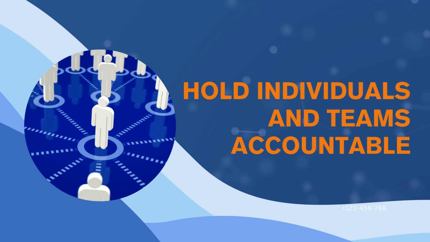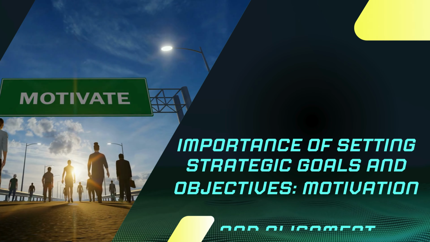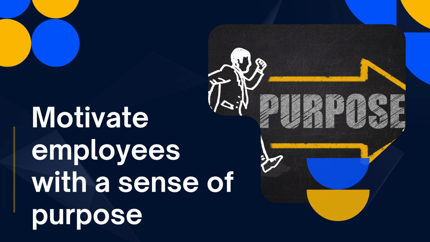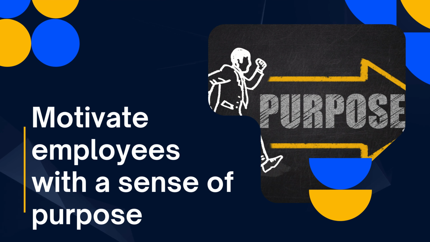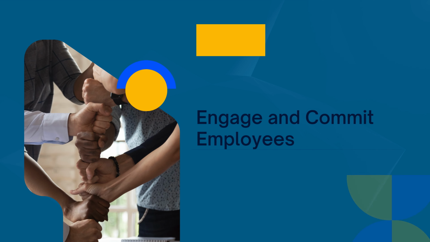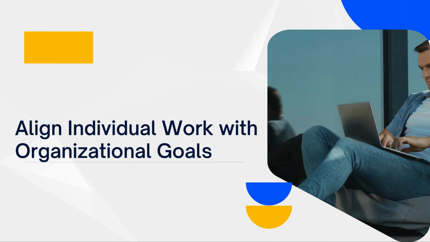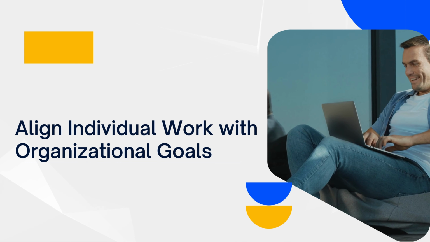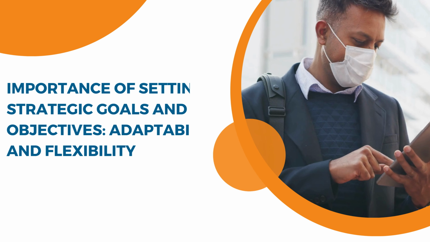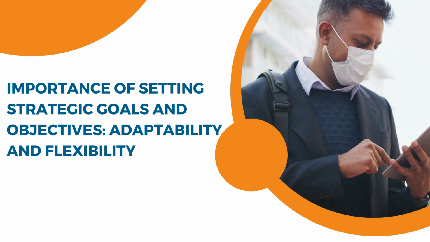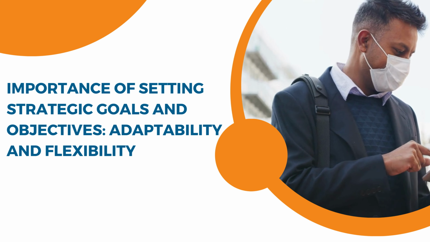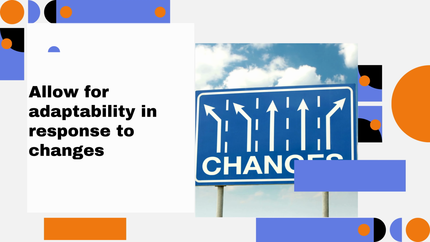Clear and measurable objectives enable organizations to track progress and performance. Key performance indicators provide quantifiable metrics for assessing success and holding individuals and teams accountable. Well-defined goals and objectives motivate employees by providing a sense of purpose and direction. When individuals understand how their work contributes to the organization's overarching goals, they are more engaged and committed to success.